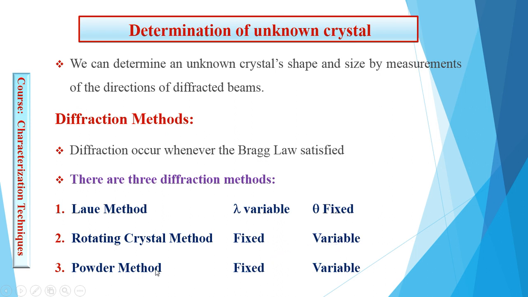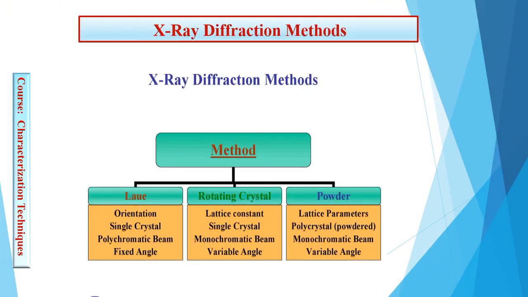Now in the powder method, we also use the fixed, monochromatic wavelength, whereas the position is variable. Wavelength is fixed and the position is variable. So we will study the powder method in detail. Here we can classify these three methods like this.